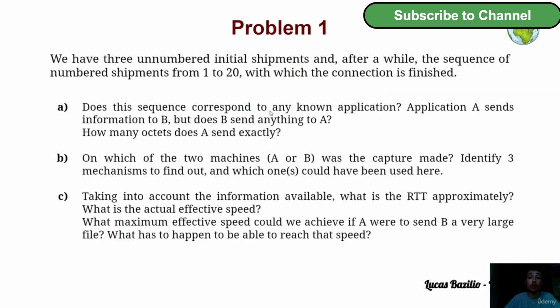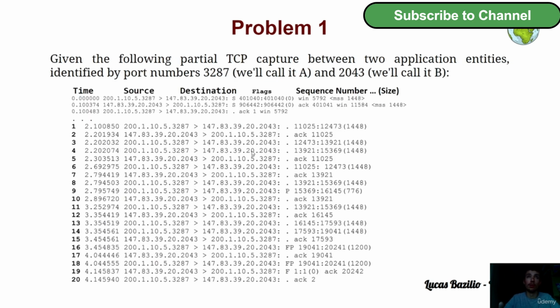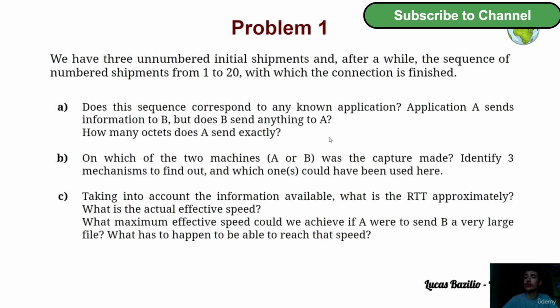Does the sequence correspond to any known application? No, since none of the ports are well-known ports, because none of them are below 1024. They have what are called ephemeral ports, which are ports greater or equal to 1024. We continue with question A: application A sends information to B, but does B send anything to A?